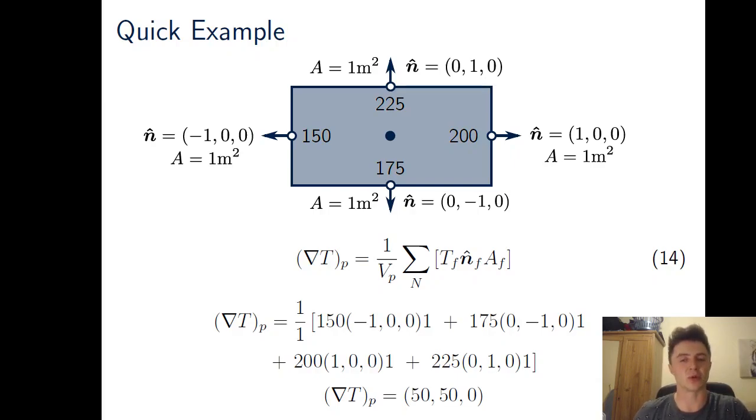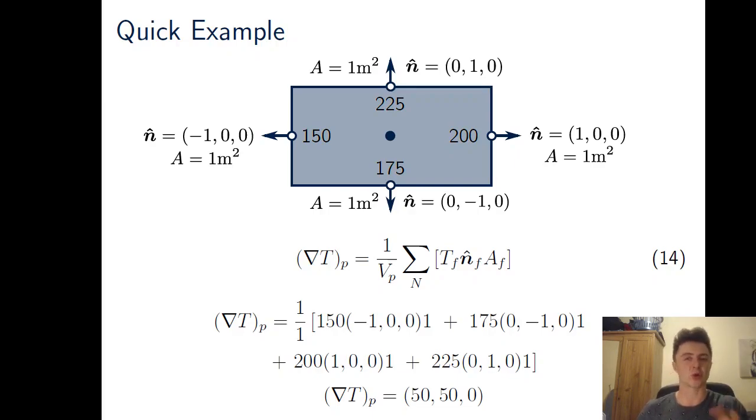And actually this is what we expect. We can look at the cell by inspection and see that in the x direction, left to right, the gradient is going to be 50 degrees per meter because it's a 1 meter long cell. In the y direction going up, the gradient is also going to be 50 per meter because the change in temperature is 50 and the distance is 1. And in the z direction, the gradient is 0.